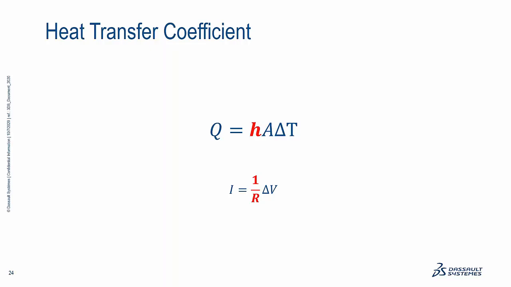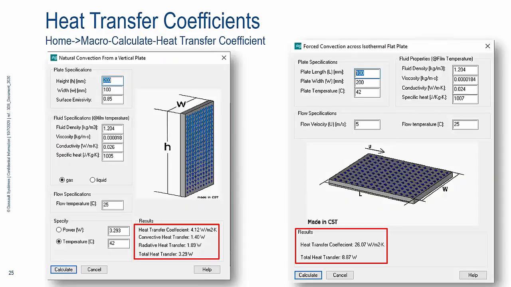So let's give you some practical numbers to work with and to understand how it works. In CST, there are macro collections. If you go to Home, Macro, Calculate, and Heat Transfer Coefficient, you will see this calculation of heat transfer coefficients. I give you two examples here. One is the so-called natural convection. There are no cooling devices involved.